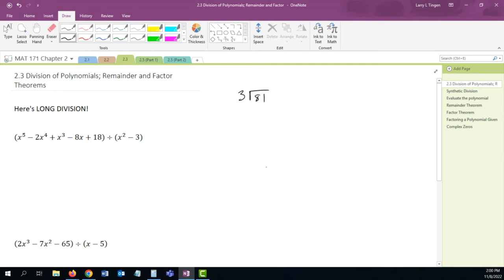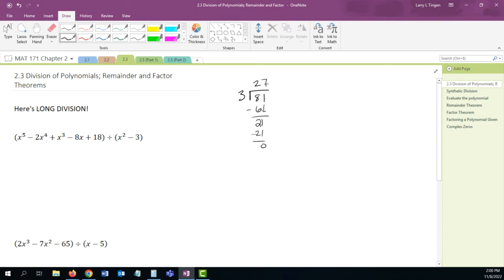This is long division. How many times is 3 going into 81? Well, 3 goes into 8 twice. 2 times 3 is 6. Subtract. 8 minus 6 is 2. Bring down the 1. 3 goes into 21. 7 times 3 is 21. Subtract. You get 0.